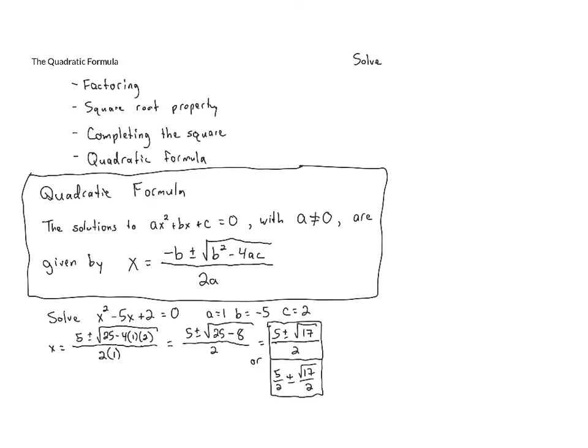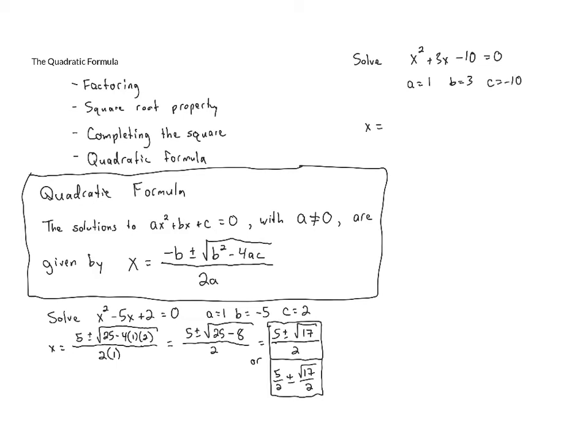Let's solve x squared plus 3x minus 10 equals 0. Again, we need to identify a, b, and c. A is 1, b is 3, and c is negative 10.